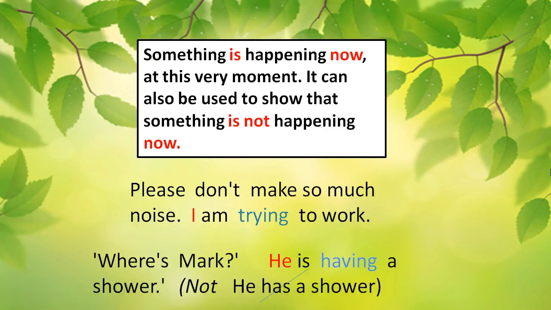We use the present continuous to say that something is happening now, at this very moment. It can also be used to show that something is not happening now. So for something that is happening now, for example: please don't make so much noise, I'm trying to work. So he's trying to work now. Also, you could say, hey, let's play together. I really am not in the mood for playing right now. So he's not ready to play now. That something is not happening now.